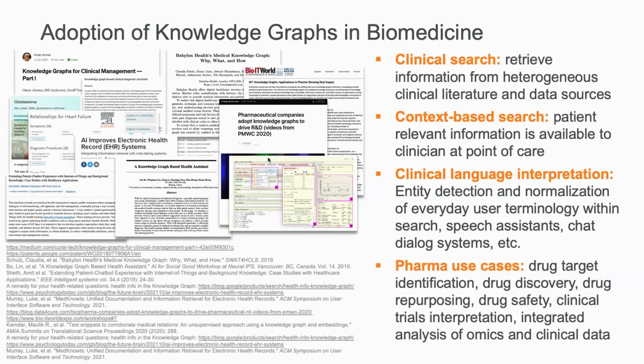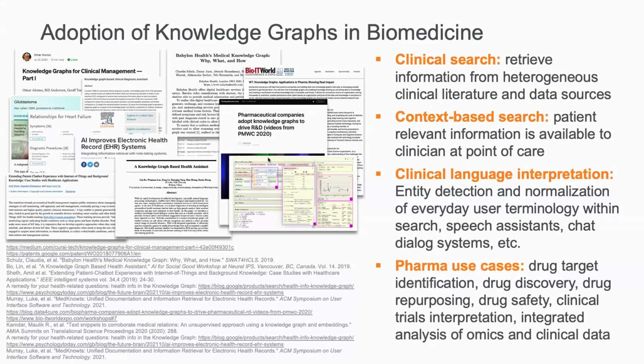And this is only a small representative example of some of the open papers and articles that I found about how knowledge graphs are used for, say, clinical search, where you want to retrieve information from heterogeneous clinical literature, context-based search, where you want to provide relevant information to the clinician at the point of care in an electronic health record system, and clinical language interpretation. So for example, in chat systems and speech assistants, you might want to interpret the everyday user terminology, which might vary from the clinical terminology that is used by medical providers.